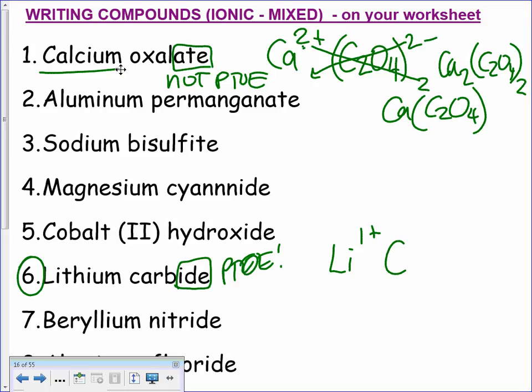It's in the 4th group, so it has 4 valence electrons. It's either going to lose 4 or gain 4, but in this case, is it going to be losing 4 or gaining 4? It has to be the anion here, right? So that's the cation, this has to be the anion, so it's a 4 minus charge. So it gained 4 to look like neon. Okay, crisscross.